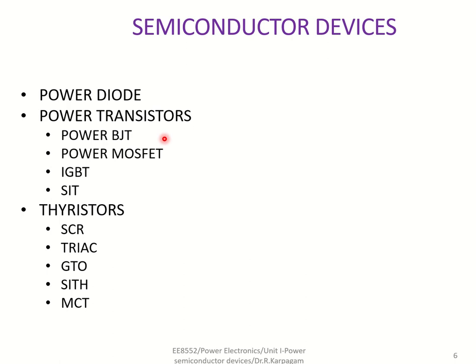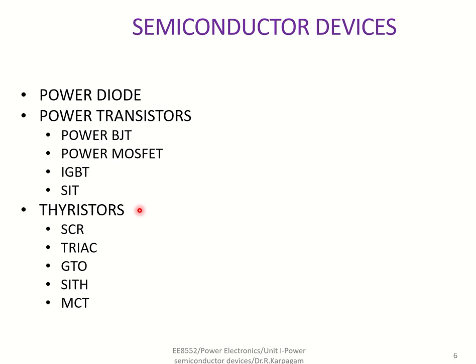The transistor family consists of power BJT, power MOSFET, IGBT and SIT. Thyristor family includes SCR, TRIAC, GTO, SITH and MCT. The power diode is the basic building block of all the semiconducting devices.